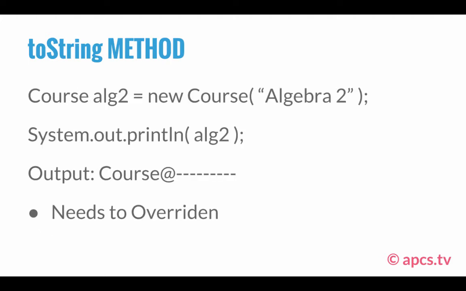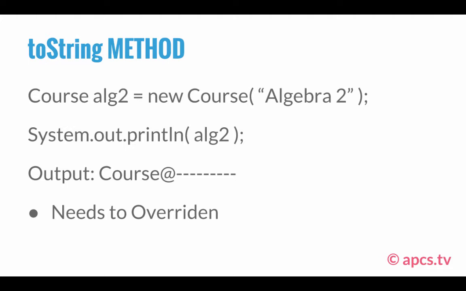So here we have an example of the regular output a toString method would give. First we start off with an object reference by defining a variable alg2, as we've been looking at in the course program: Course alg2 = new Course("Algebra 2"). This is basically instantiating an object of the Course class with a private instance variable name set to a value of Algebra 2.